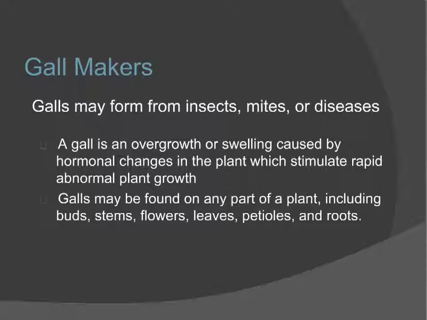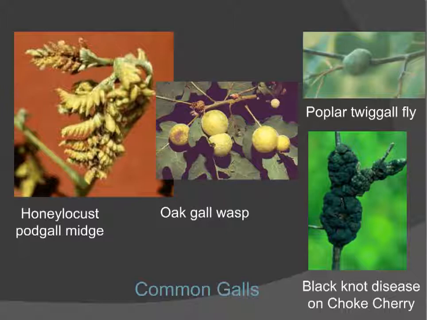So we'll move on to gall makers. Galls can be formed from insects, mites, diseases. A gall is basically an overgrowth or swelling from hormonal changes in the plant, which stimulate rapid or abnormal plant growth. So galls may be found on any part of the plant, including leaves, petioles, roots, basically anywhere. Some common galls include the honey locust pod gall midge.